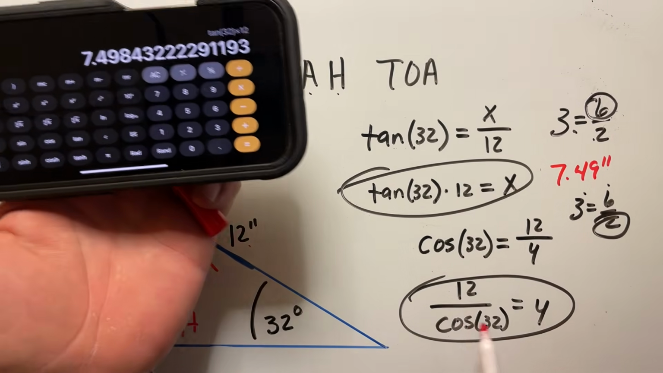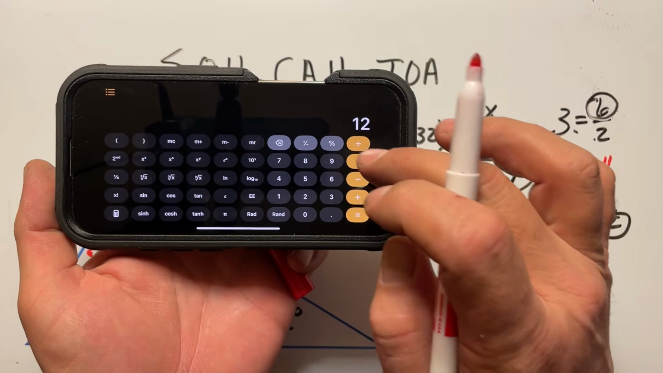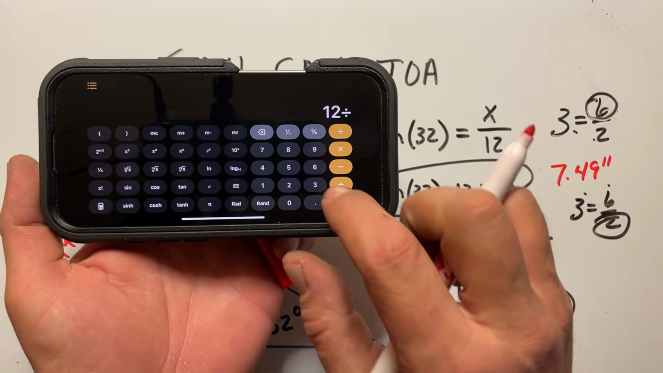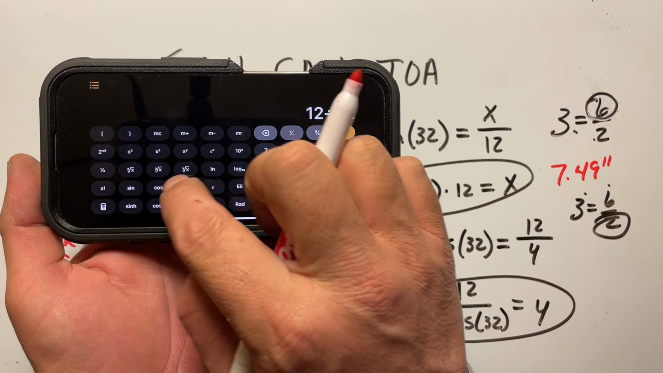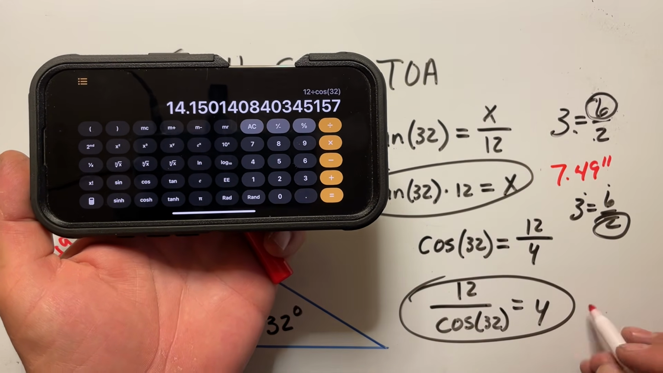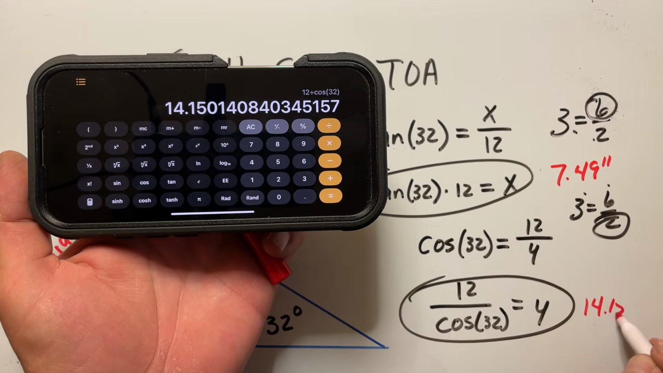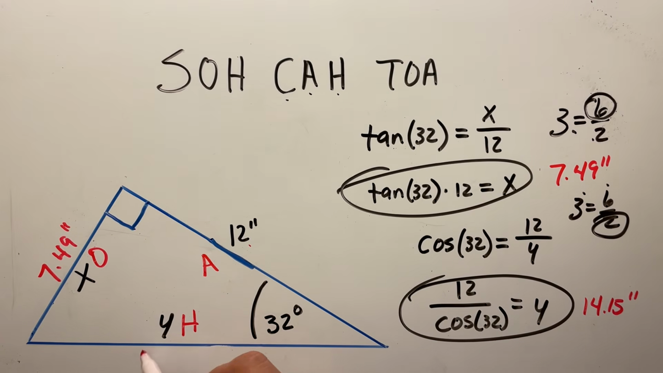And then for our second equation, it's going to be 12, and we'll divide that by the cosine of 32. So 12 divided by 32 cosine will get us our answer at 14.15 inches. 14.15 inches. And now we have solved for all sides of this triangle.